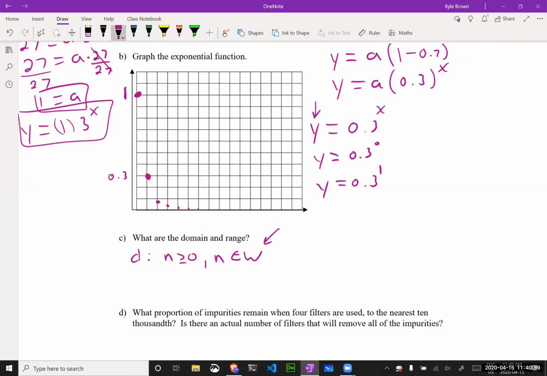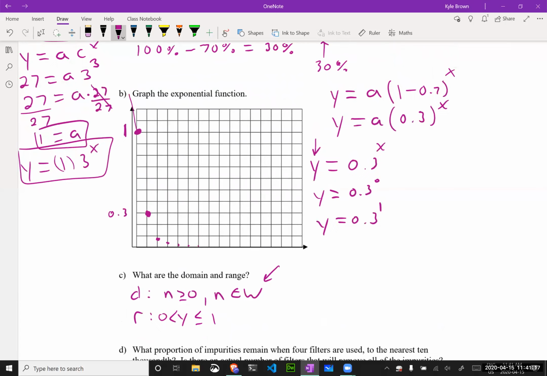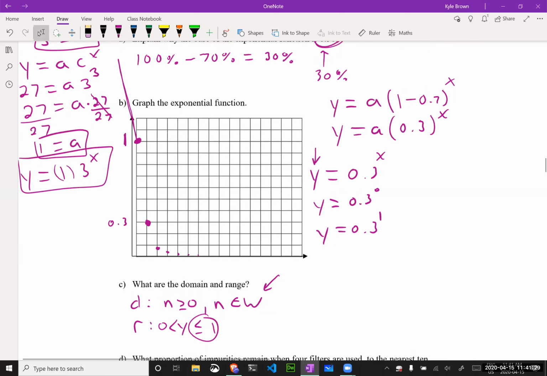Okay, the range. So my range here would be, well, y has to be greater than 0, not equal to, just greater than. But in this case, it also has to be less than or equal to 1. And what that means is that typically this graph would start into the negative, but I can't have negative filters. So the real world is putting this restriction on it, that I can't start with negative filters. It's fine for the equation. If I actually graph this thing, you would see this backside of it, but in the real world, I don't have any of that on the backside of it.